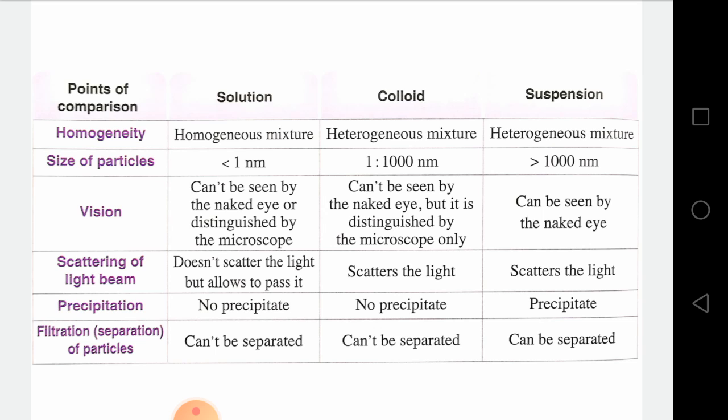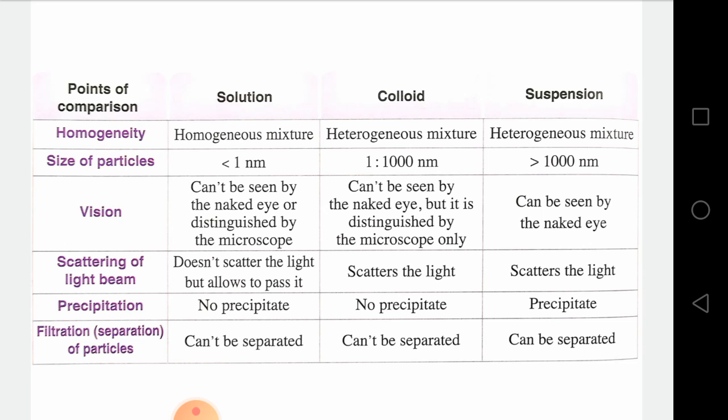Finally, the fifth point of comparison is filtration. Filtration means separation of the mixture components by using filter paper. Okay, a solution cannot be separated by filtration. If we pass a salt solution or sugar solution through filter paper, it will pass completely through this filter paper with no separation of its components. Also, colloid cannot be separated by filtration, while suspension will be separated by this method.